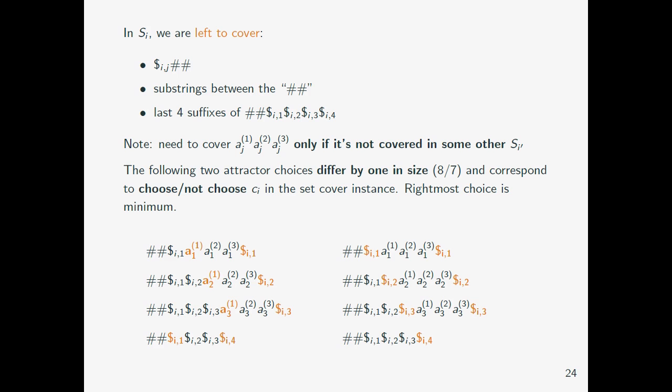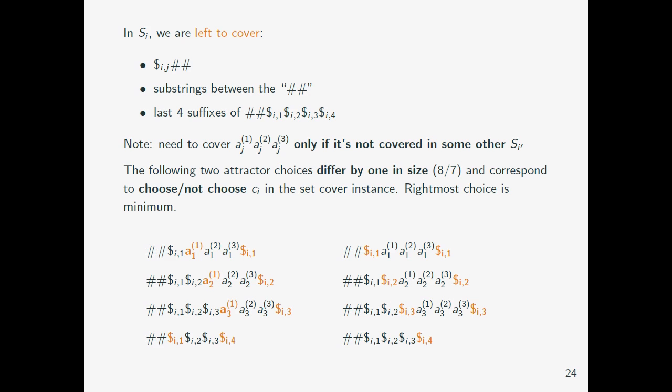And basically, the main observation is that choosing a set from the set cover instance is equivalent to making one of these choices here. So we are left to cover only these substrings here. And the observation is that we need to cover this substring here, AJ1, 2, and 3, only if this is not covered in some other string corresponding to some other set.